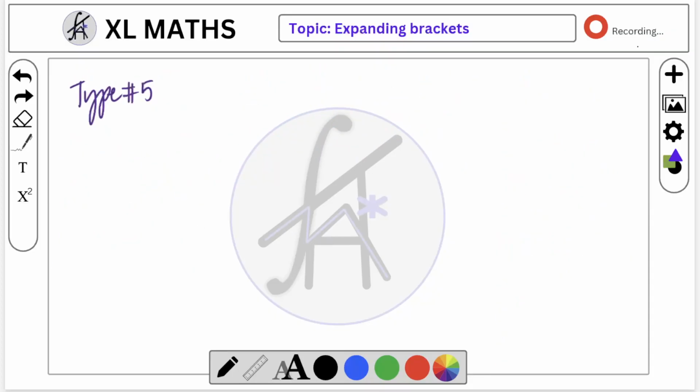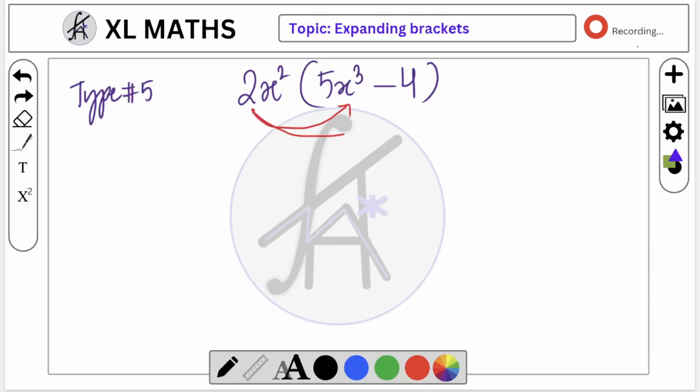So say for example, if you're getting 2x squared outside the bracket and inside the bracket, say for example, it's 5x cubed minus 4. Even you could get 3 terms, 4 terms, any number of terms there. So how to solve these types of questions? Again, the curly arrow, 2x squared will multiply to the first term and then to the second term. How about writing x here this time? Right? Okay.